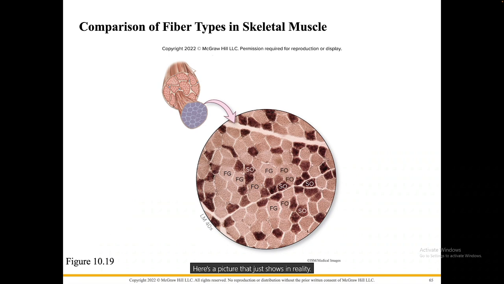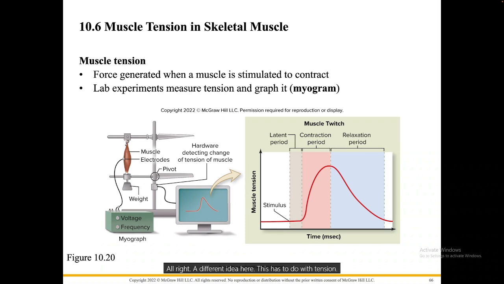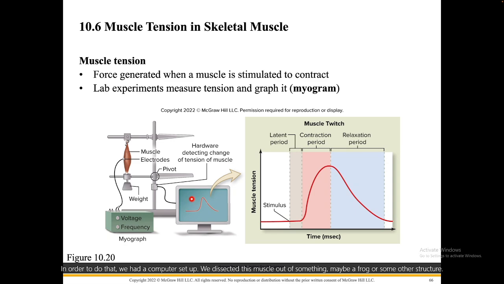Here's a picture that just shows in reality, if we looked at the end of this muscle, all of these types of fibers would be in each of these fascicles. All right, a different idea here. This has to do with tension. And what we're going to do is create this myogram, a graph that shows us some muscle activity. In order to do that, we had a computer set up.